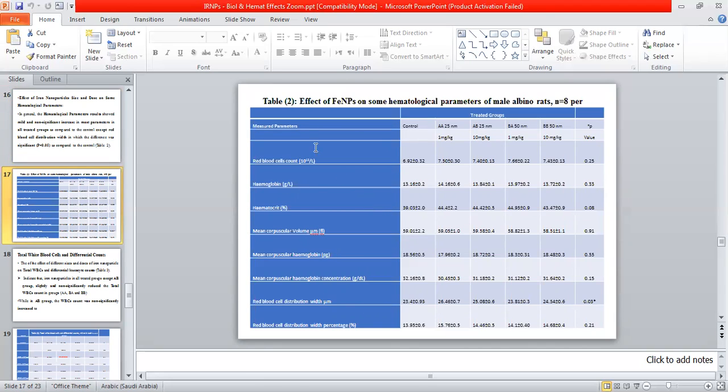So these are all the parameters we studied. The values were more or less similar, except for the red blood cell distribution width. You can see that P is 0.03. It means that it's less than 0.05, which is the only significant case. The remaining showed non-significant differences as compared with the control.